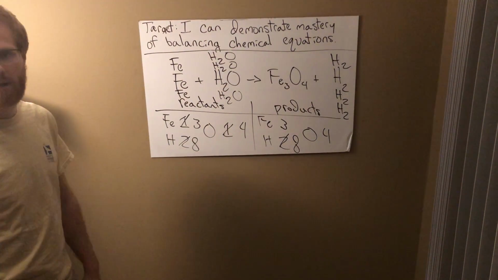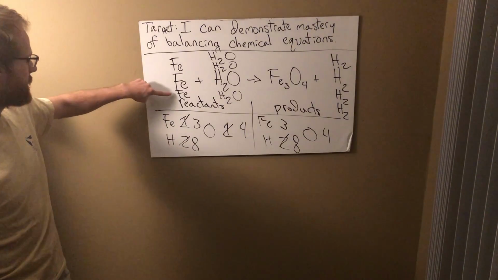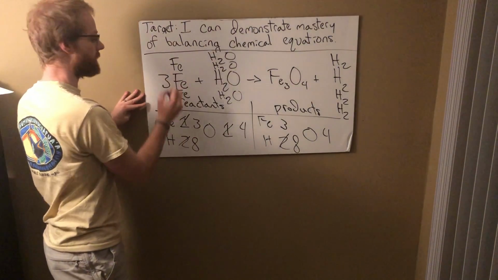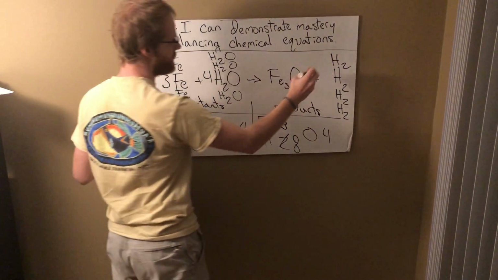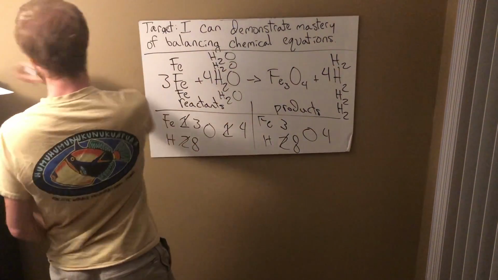We just need to add in the coefficients. So we've got 3 iron. We'll put a 3 in front of it. We've got 4H2O, put a 4 in front of it, and 4H2, put a 4 in front of it.